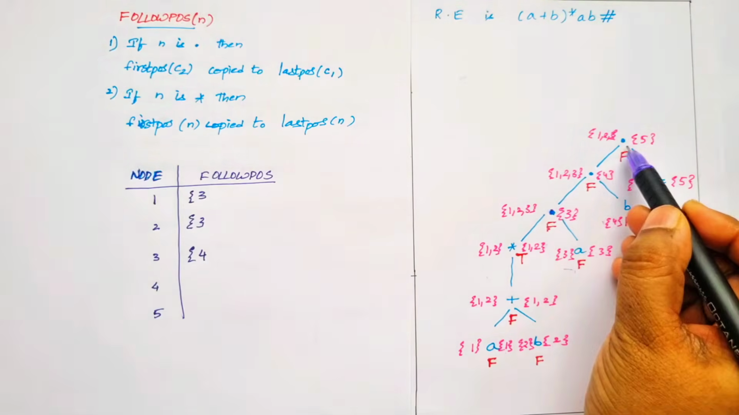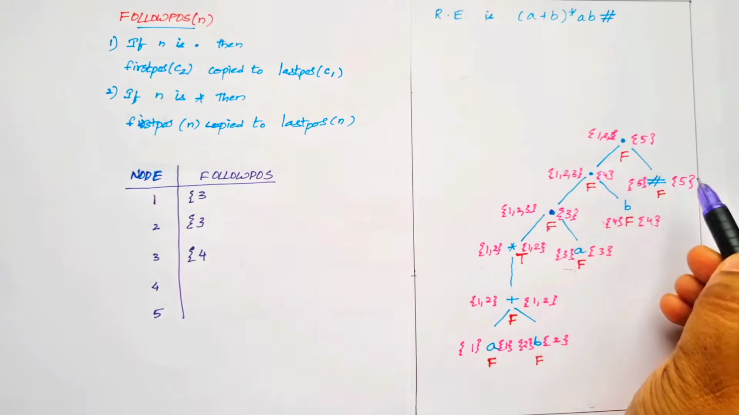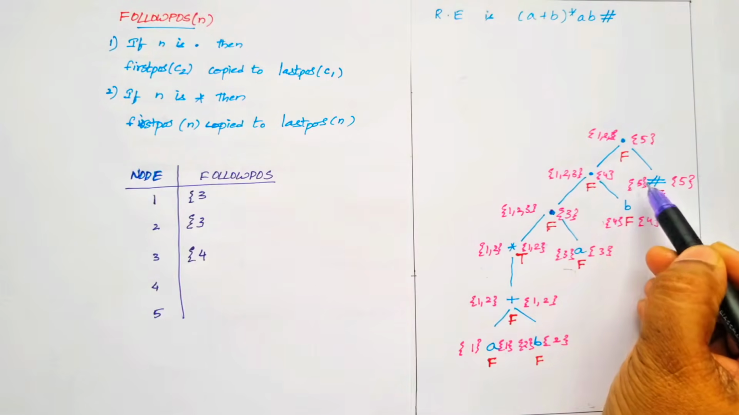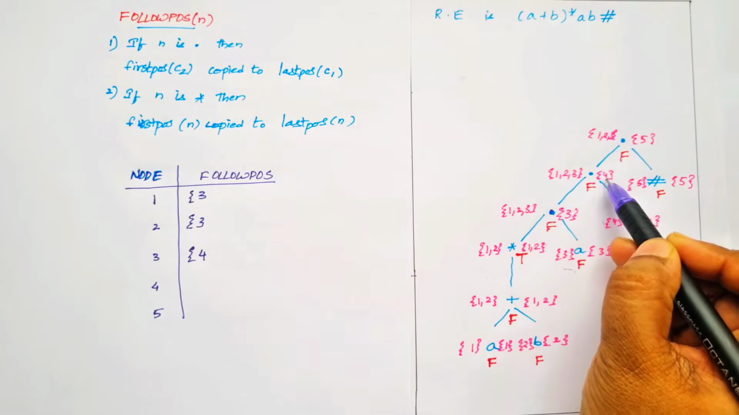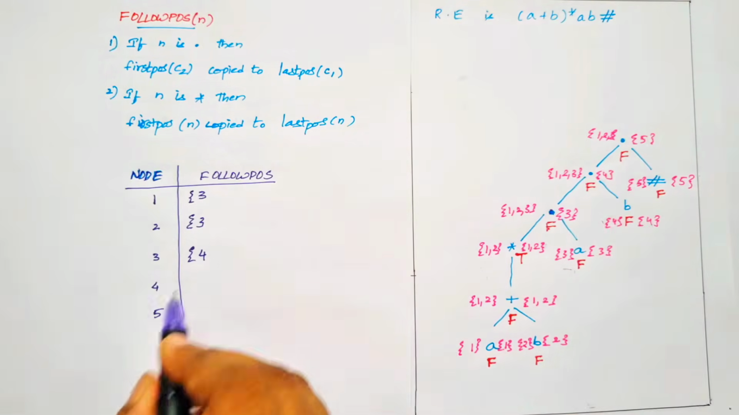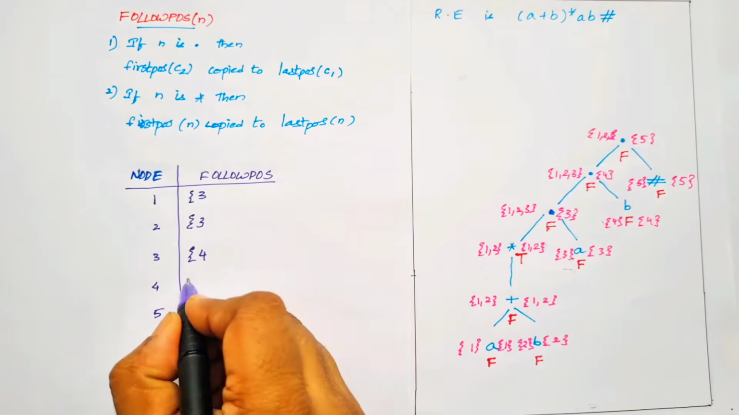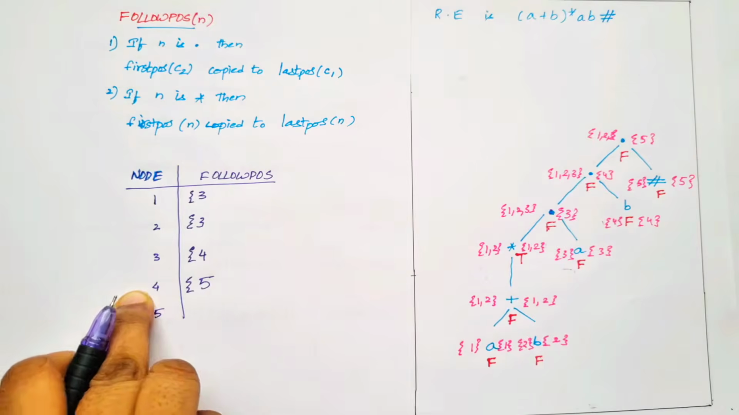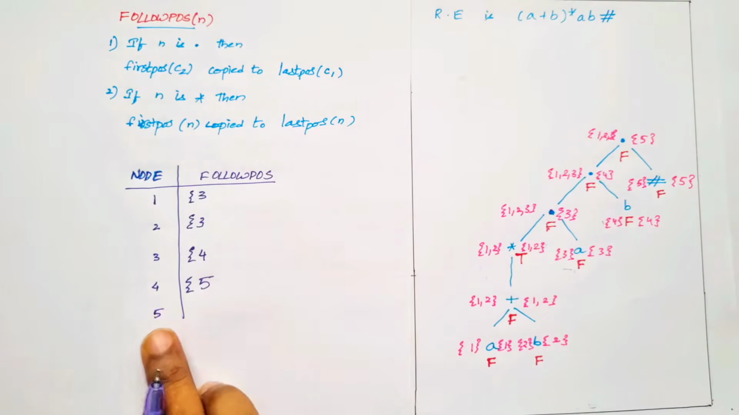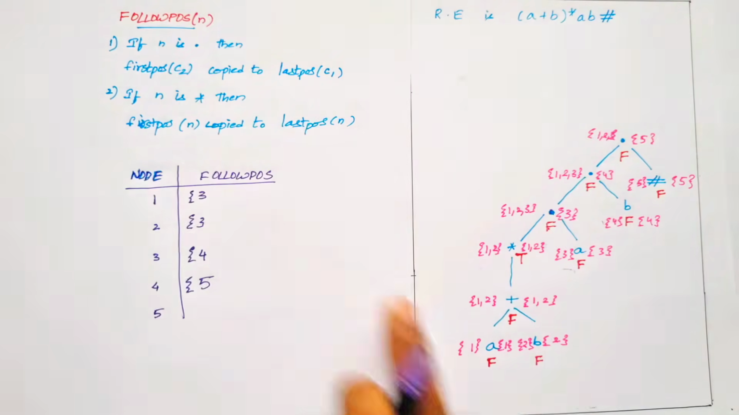Next, this dot. What is first position of C2? 5. 5 is copied to last position of C1. Last position of C1 is 4. 5 is copied to last position of 4. Like this you have to see. And then next star node is left.